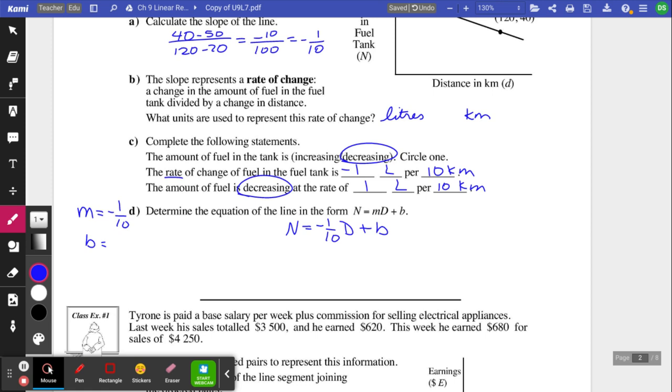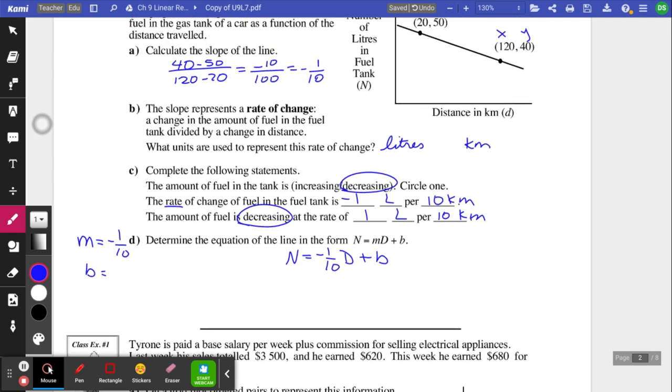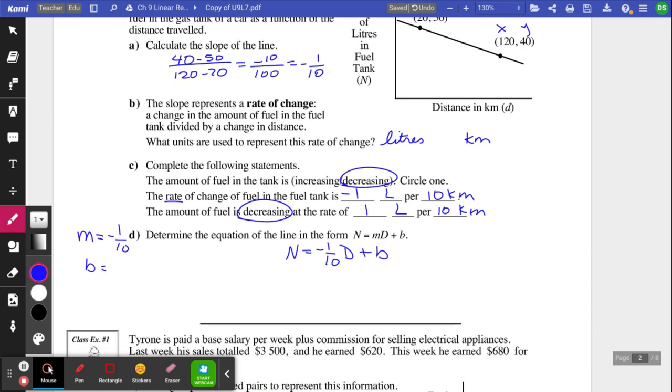Now the only way I can find the y-intercept is if I have an n and a d. That stands for the number of liters and the distance traveled. So pick any point up there. Instead of x and y, we should probably call it, this is d and this is n, right? Number of liters and distance. So I have to put the 40 over here.